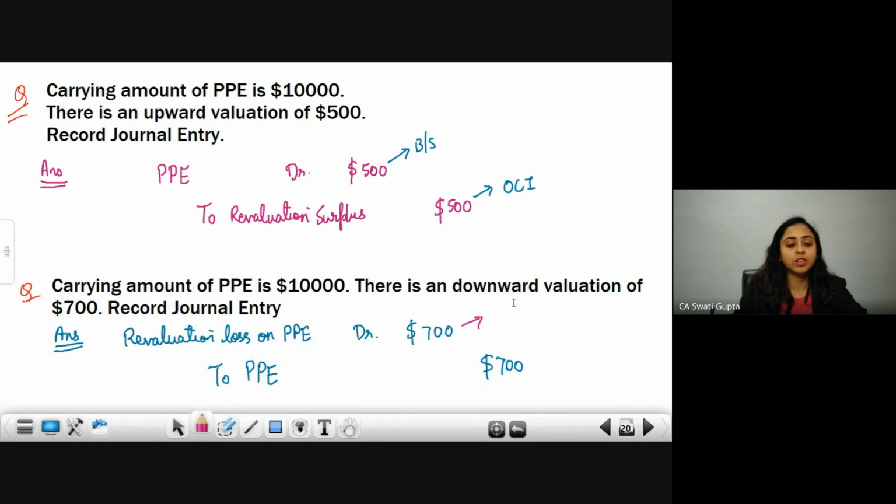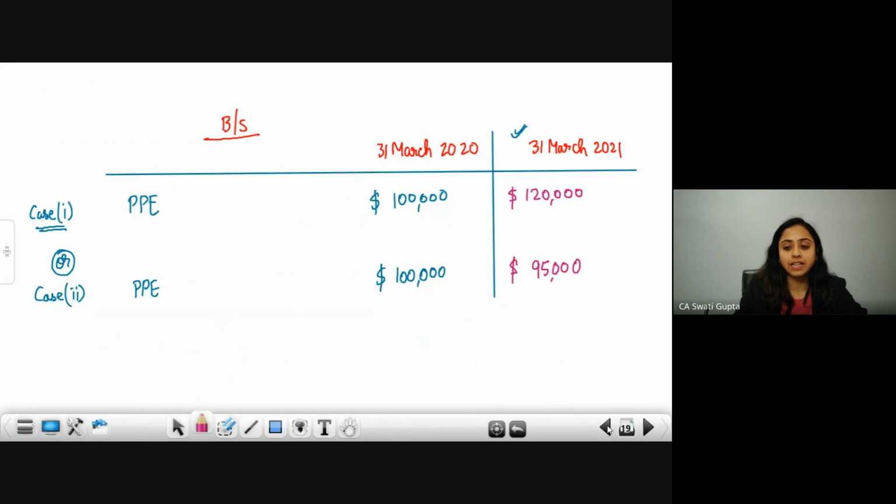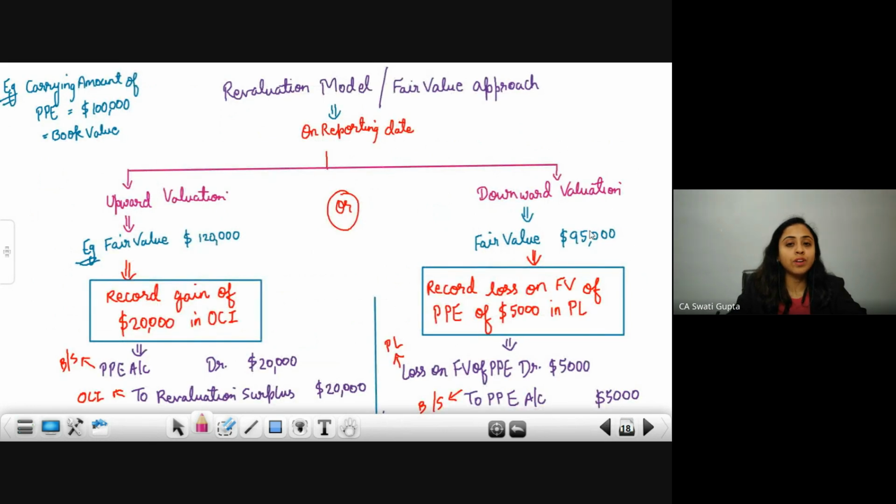Kishan, this will be shown in your PL or OCI. This will be shown under PL. Please understand: if there is a downward valuation, if it's a loss, then you always charge to PL. If there is a decrease in PPE value, and if it's a loss on fair valuation, then you always charge to PL.